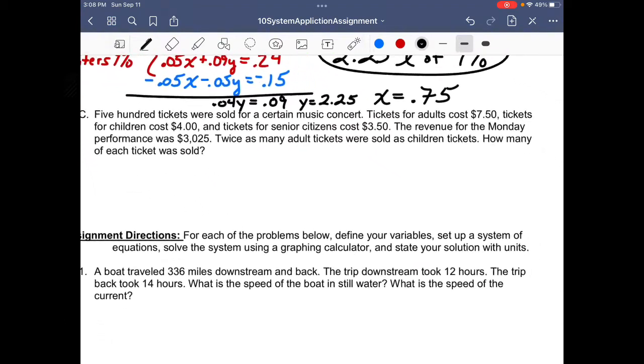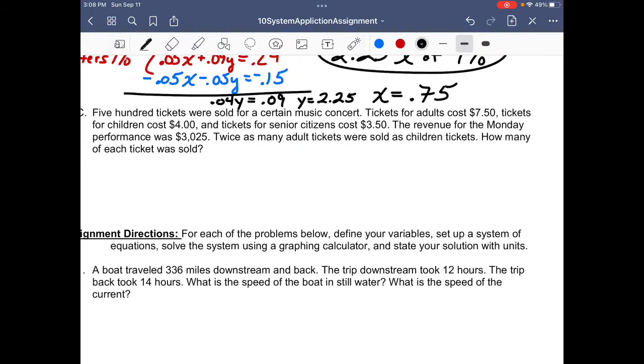All right, one more system, one more word problem that's going to turn into one more system. Just take a quick look at that. Looks like I got 500 tickets for a concert. Tickets for adults are $7.50, children $4, senior citizens $3.50. And then the total amount of money that was made was $3,025. Then we get in some fancy math: twice as many adult tickets as children. How many of each?